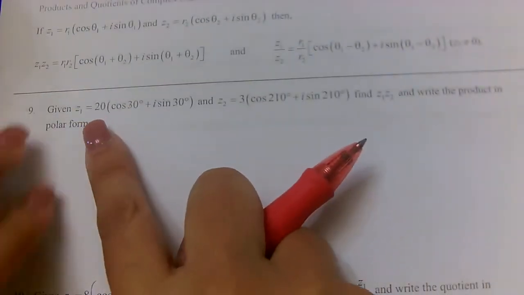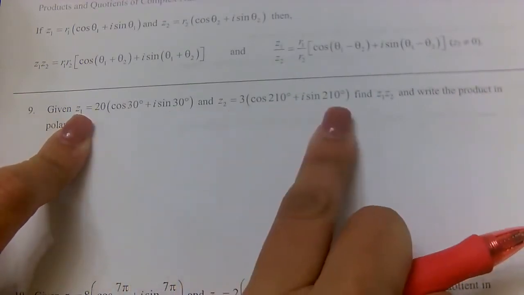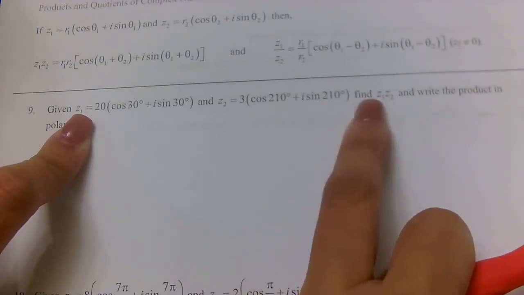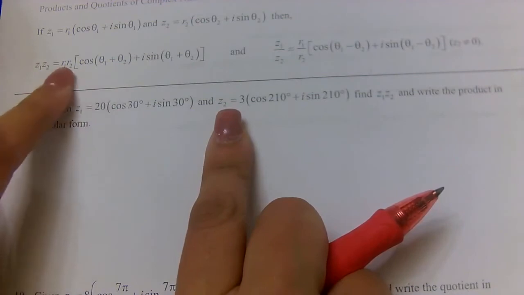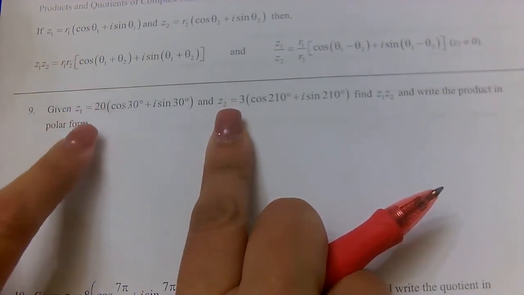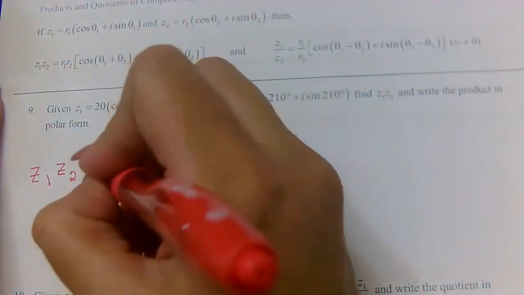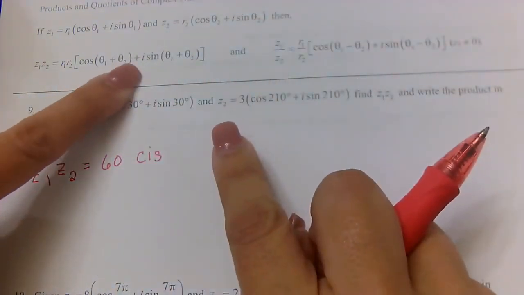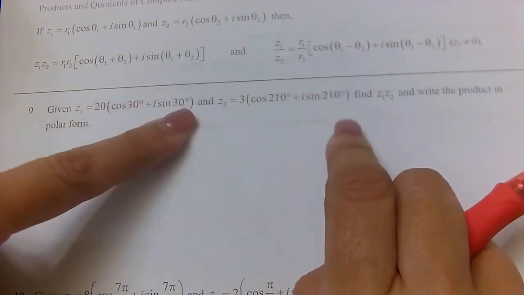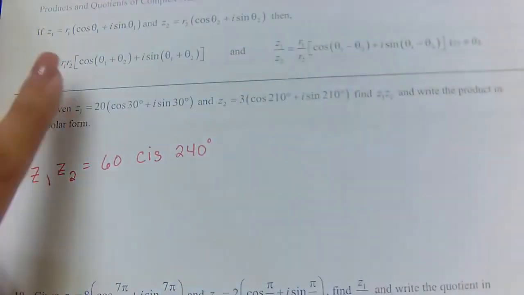Okay. Let's start with number 9. Here it's giving us our first z, and then this is going to be the second z. It says multiply these two and write it in polar form. So all I'm going to do is use the formula. Here it says if I'm going to multiply it, I'm going to take r1 times r2. r1 times r2 is going to be 20 times 3, which is 60. CIS. And then here it says I'm going to add the two angles. So 30 plus 210 is going to be 240 degrees.